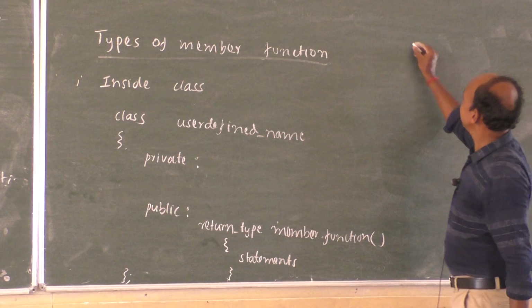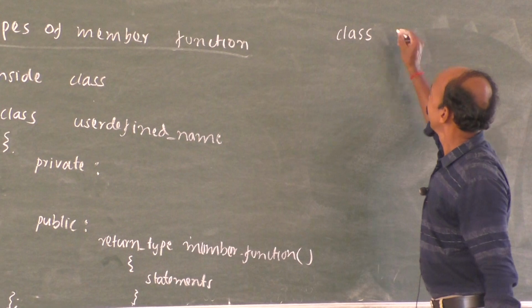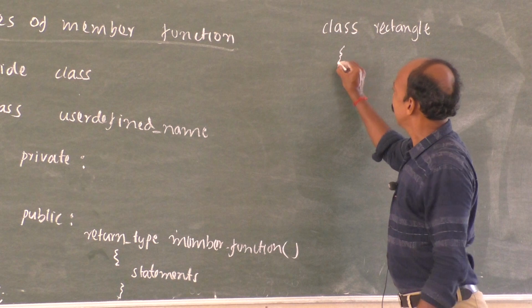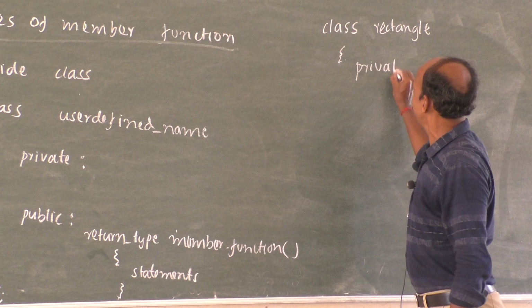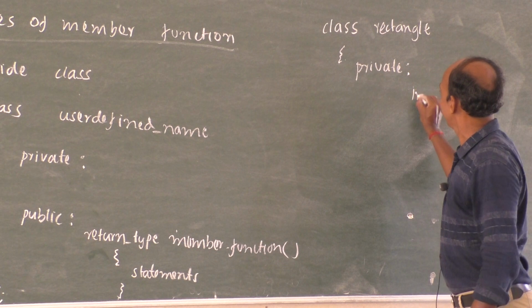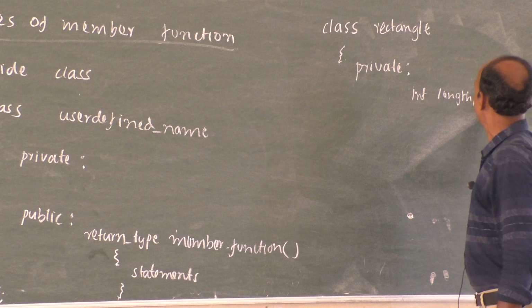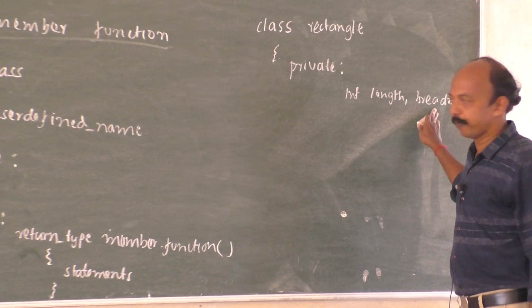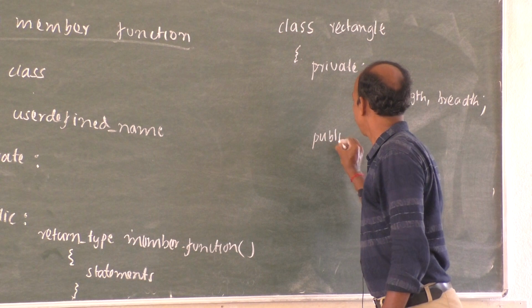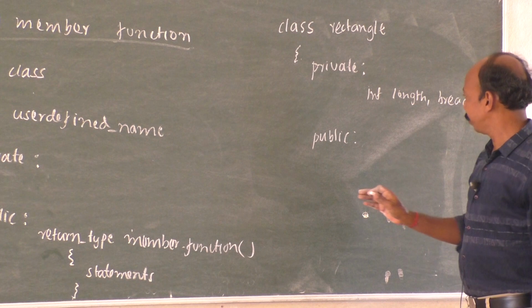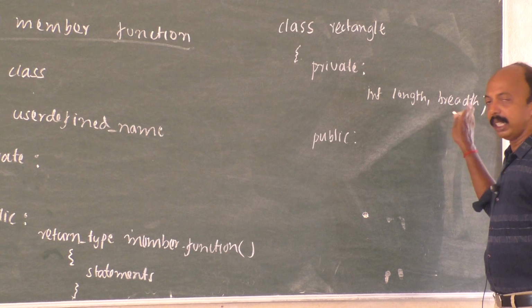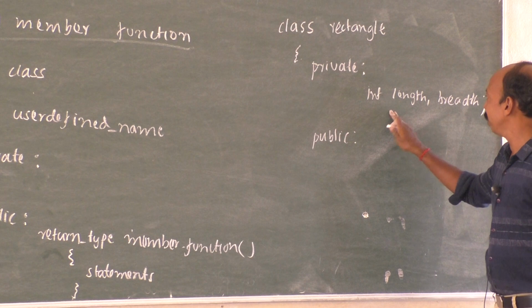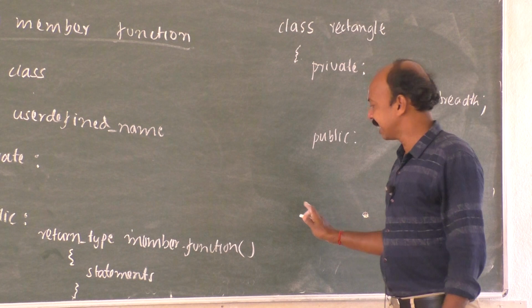Suppose we are going to declare a class rectangle. Let's declare private int length and breadth. Only two variables here. Then we shall declare the function public. We shall have two functions. One function is to input the value of length and breadth, and one more function to display the value of length and breadth. We are not going to calculate anything here. Let us keep it very simple.